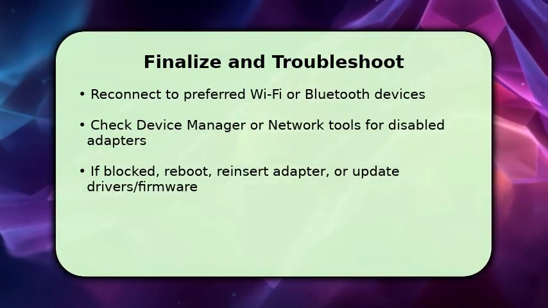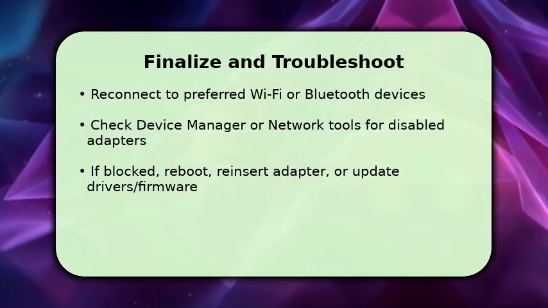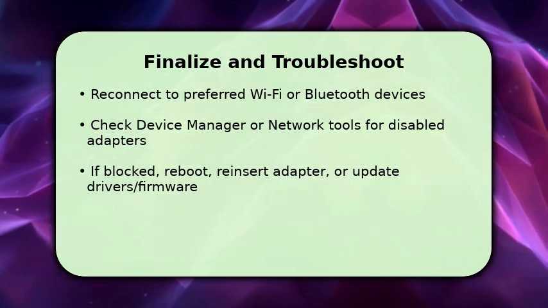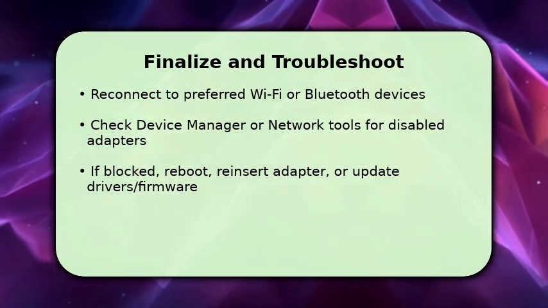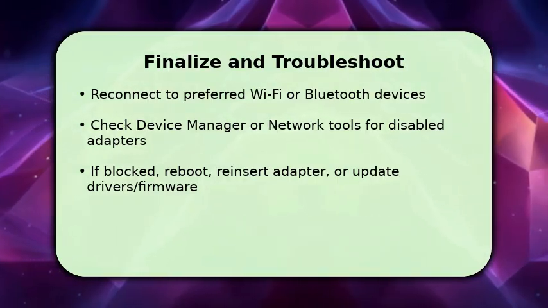If still blocked, reboot the computer to clear firmware locks, reseat any removable wireless card, and update or reinstall network drivers. One key troubleshooting tip: run the System Network Troubleshooter or sudo dmesg to check hardware block messages and address.